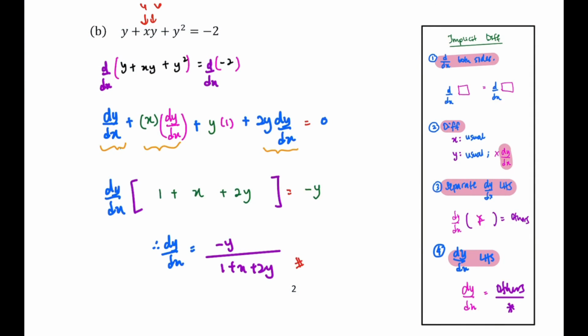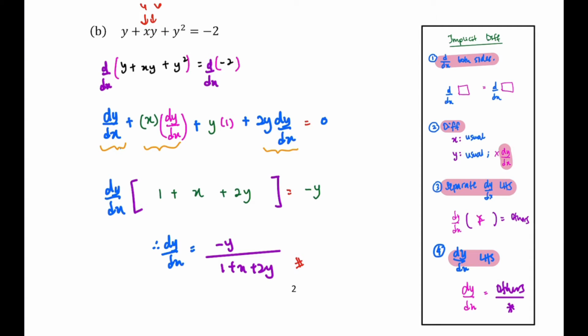Let's proceed with part B. You can see that we are still referring to the same short notes on how to do implicit differentiation, but now our function is a bit different. Okay, you can see that you have y plus xy plus y squared equal to -2. So you can see here that x and y are two variables multiplied to each other. So later on, please take note, we need to use product rule when you want to differentiate them.